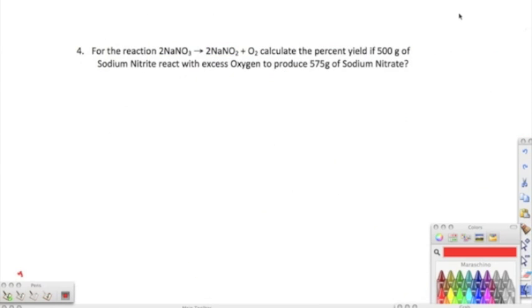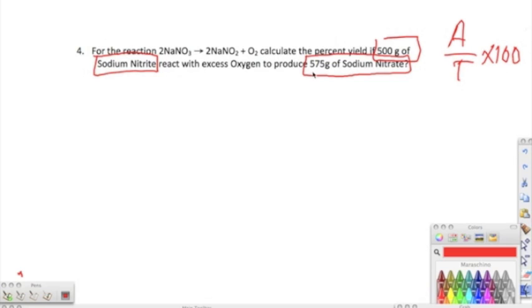Okay guys, moving on to number 4. It says for the reaction, we're using the same reaction as in 3. It says calculate the percent yield if 500 grams of sodium nitrite reacts with excess oxygen to produce 575 grams of sodium nitrate. Okay, and it wants to know the percent yield. Remember that percent yield is actual divided by theoretical times 100. So the 575 grams of nitrate is going to be our actual, so we need to find our theoretical.